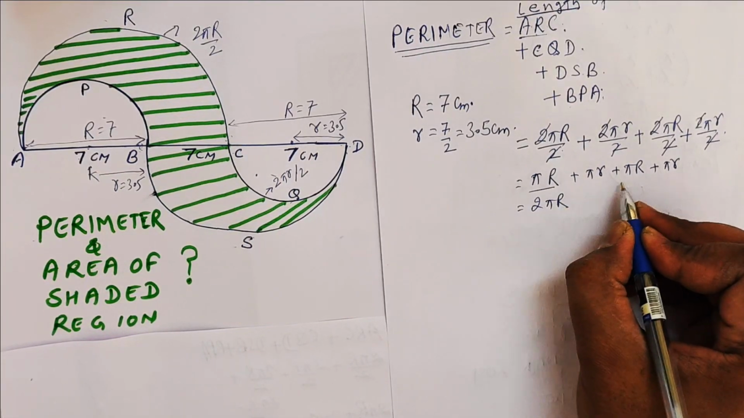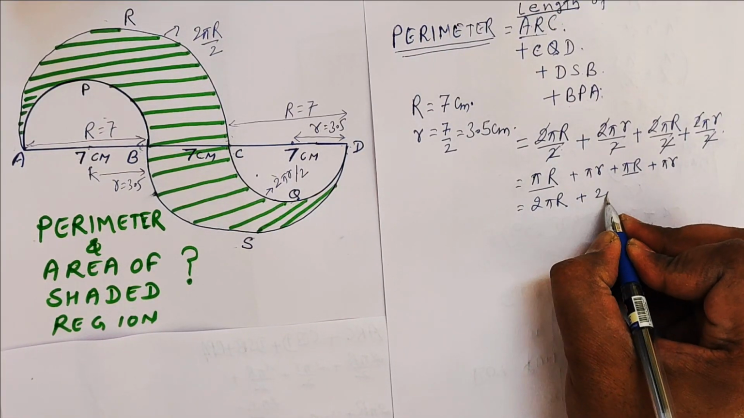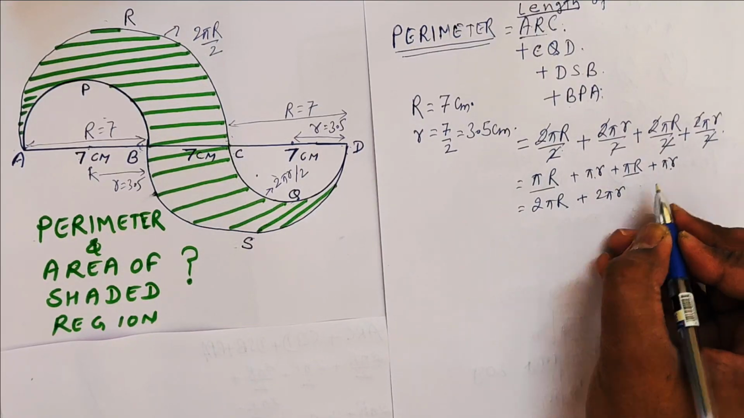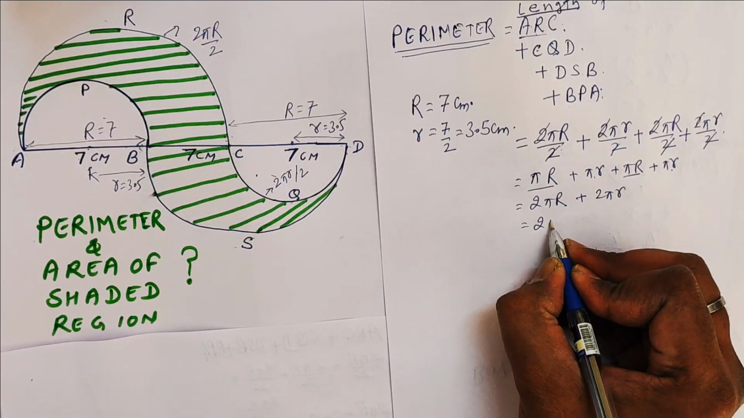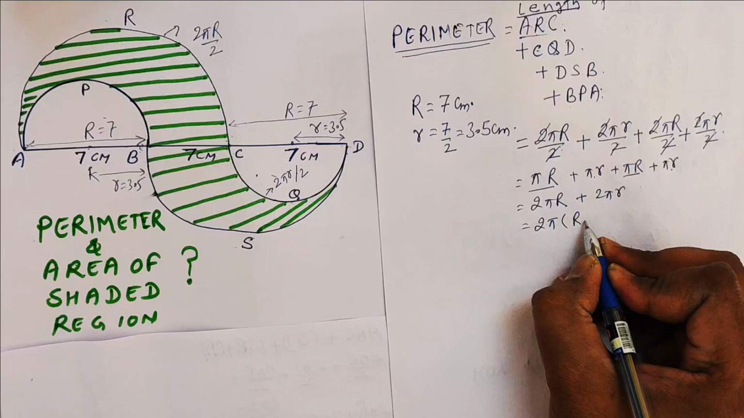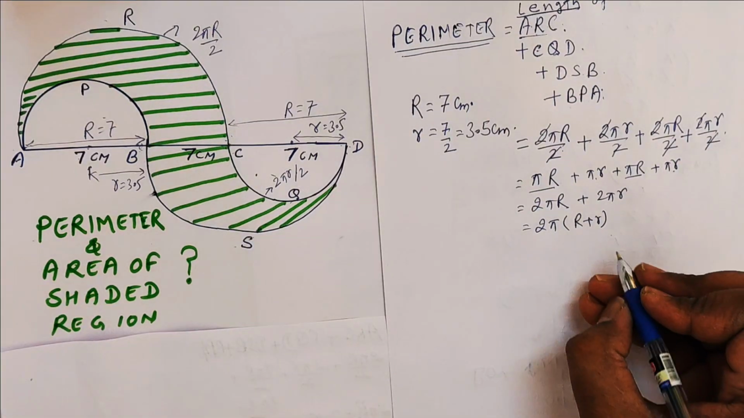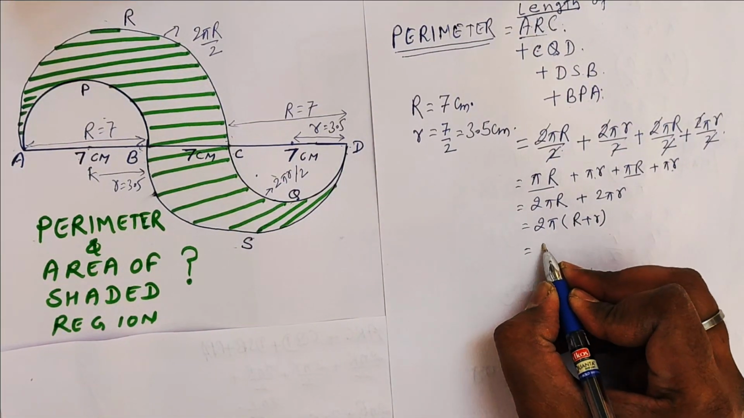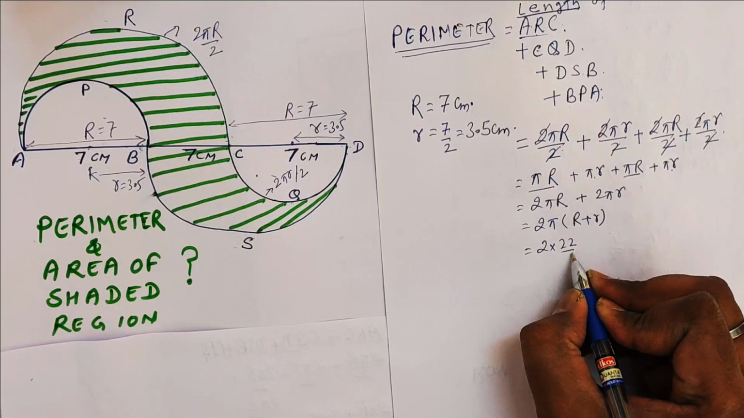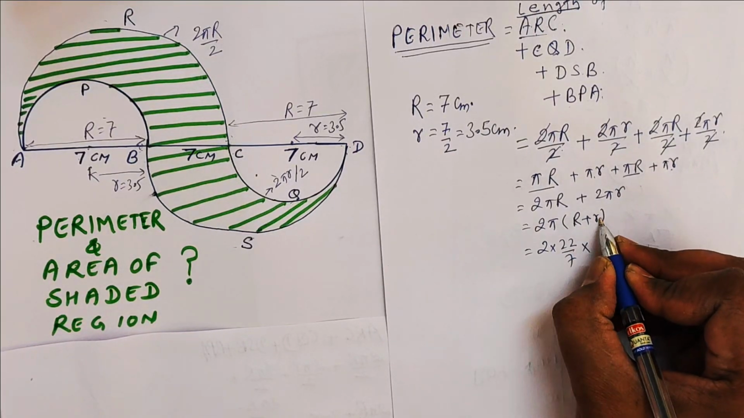Now we have already calculated the value of r as per the figure. It is equal to 7 centimeter. Capital R is 7 and small r is 3.5, half of that, right? Just put in the values to get your answer, that is your perimeter.